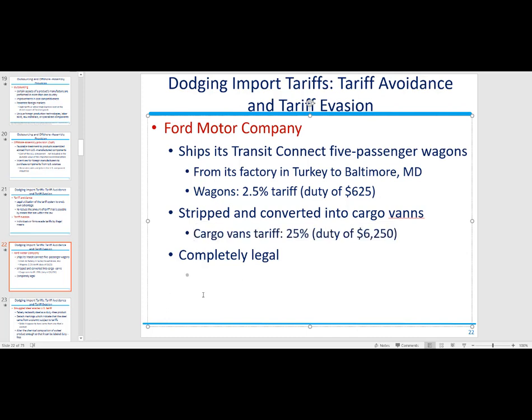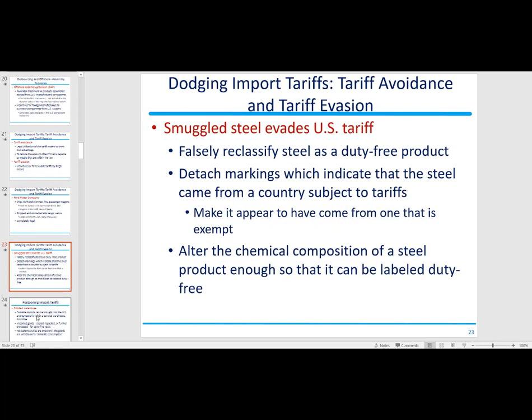So this is an example of tax avoidance. Now, tax evasion is, for example, smuggled steel. What it means is that steel enters the country classified as something else and therefore evades paying the import duty. This is illegal.